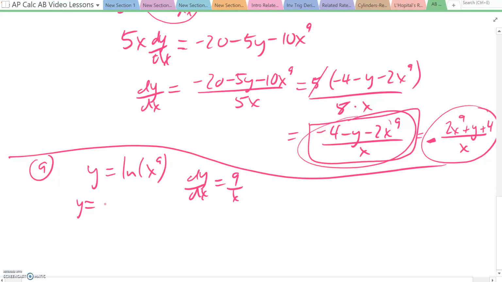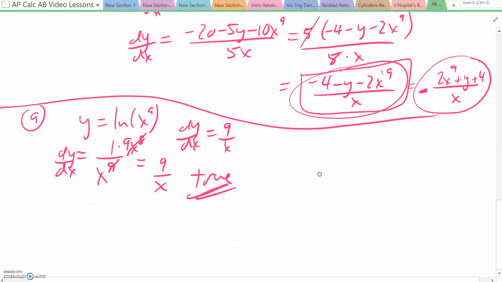And well, we could do just straight up derivative right now without a rewrite. 1 over the stuff times the derivative of the stuff. And then we can reduce a little bit. That turns into 9 over x because 8 of these cancel 8 of those. So that would be a true. Okay, so that's that. Next up, number 10.